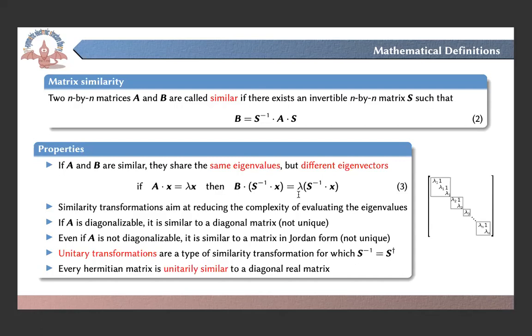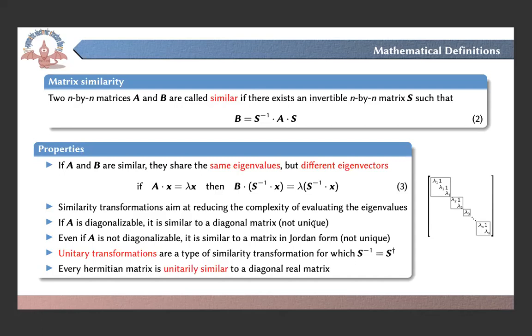That's the main purpose of a similarity transformation: to reduce the complexity of evaluating these eigenvalues. We actually know lots of similarity transformations. For example, if A is diagonalizable, then it is similar to a diagonal matrix, because you have this transformation that goes from the original matrix to the diagonal matrix, and that transformation is a similarity transform.